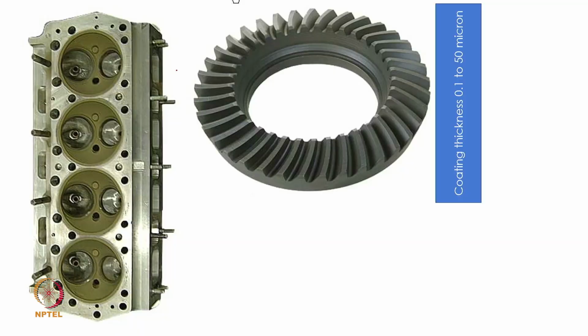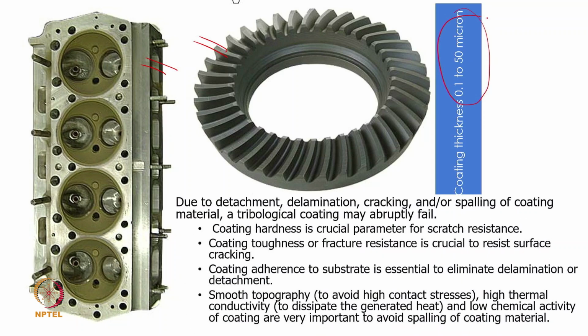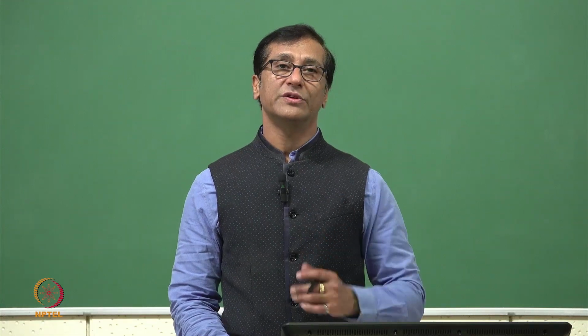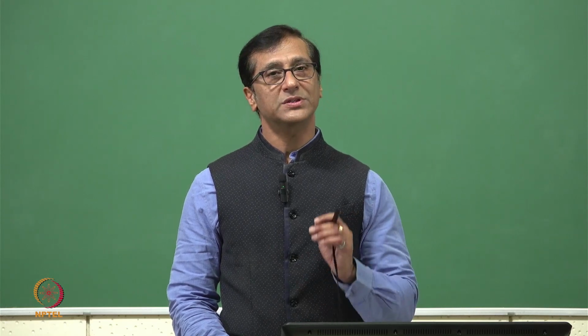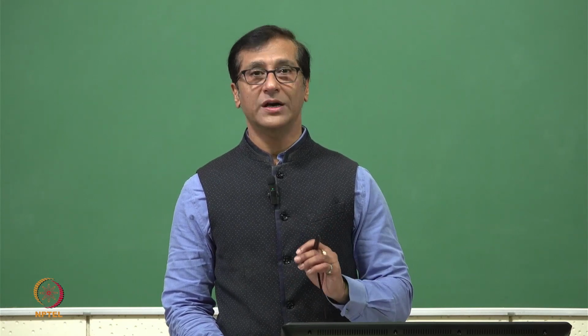I'm just showing a few Indian components which have been given a PVD coating, and they have mentioned the coating thickness varying from 0.1 micron to 50 micron, and there are important aspects mentioned in this case. Due to detachment, delamination, cracking and spalling of the coating material, the coating may fail abruptly. That's why they are using PVD, because PVD has much more energy. As I mentioned, sputtering is again for focusing, so that we provide better energy to the materials, so that they impinge and remain firmly in the place where we are putting them.